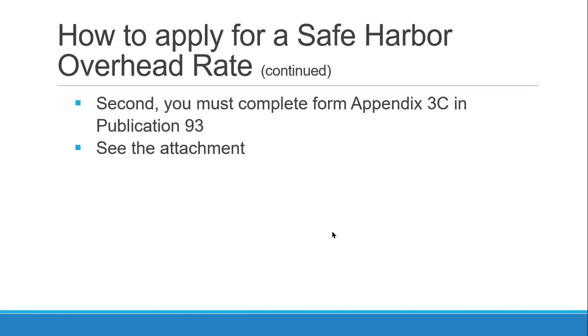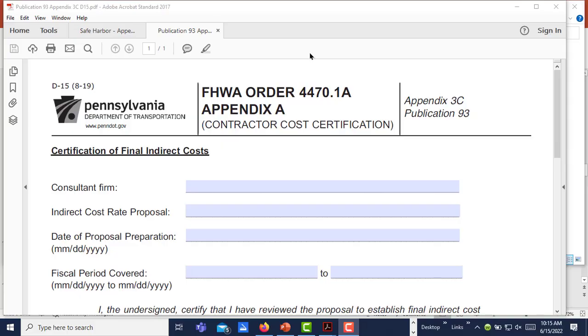The second thing you must complete is Form Appendix 3C in Publication 93, this form. This is Form Appendix 3C. Again, it can be found in Publication 93. This document is called Certification of Final Indirect Costs. So this document will need to be completed when you apply for the Safe Harbor rate.